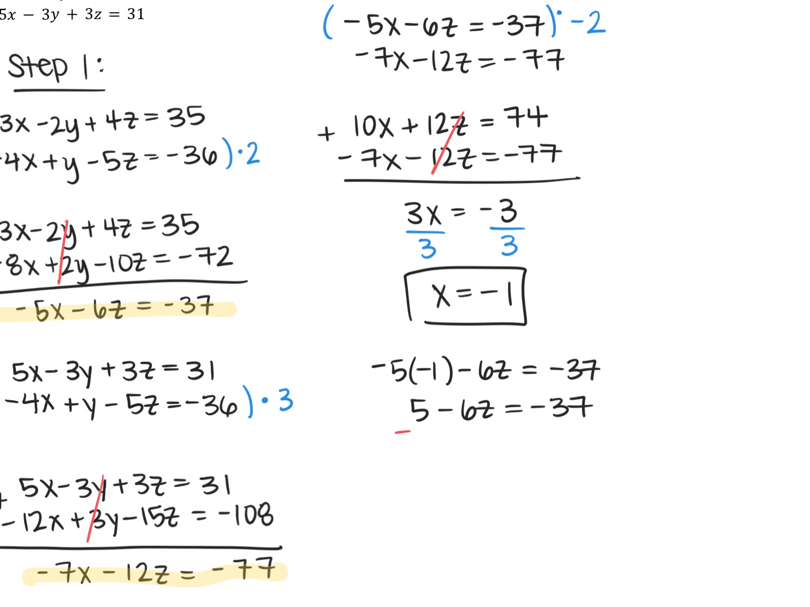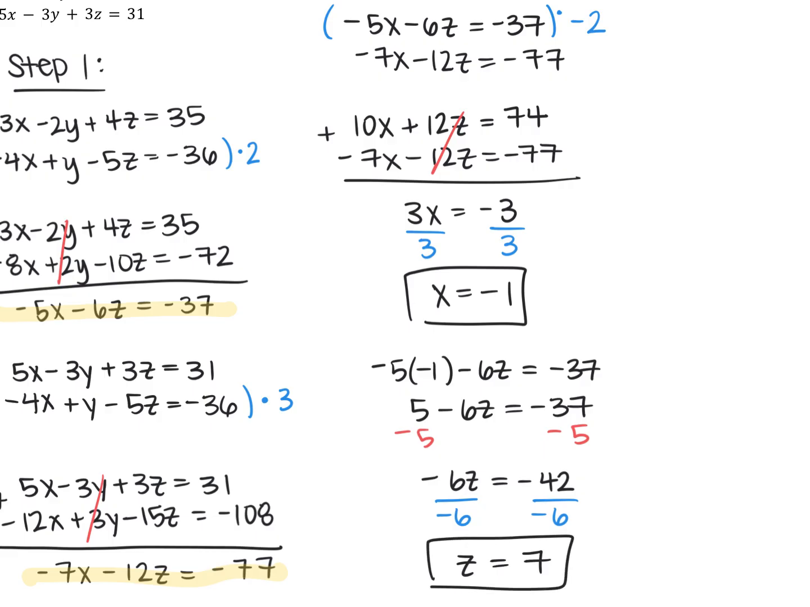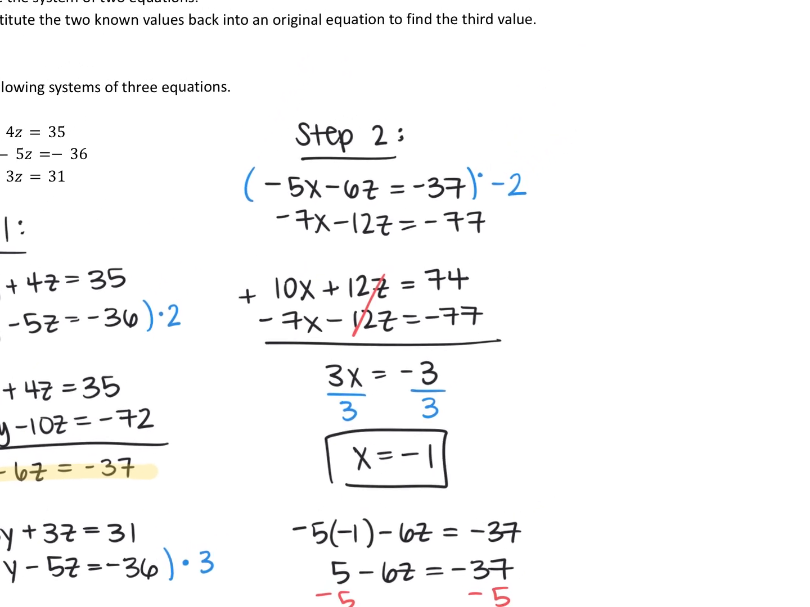Now we're going to subtract 5 from both sides. We're going to get negative 6z equals negative 42. Divide both sides by negative 6, and we get that z equals 7. Now we've solved for two variables. Now we have finished with step 2. So our final step, step 3, take the two variables I have now solved for, x and z, plug them into one of the original 3 to solve for your third variable, which in this case is y.